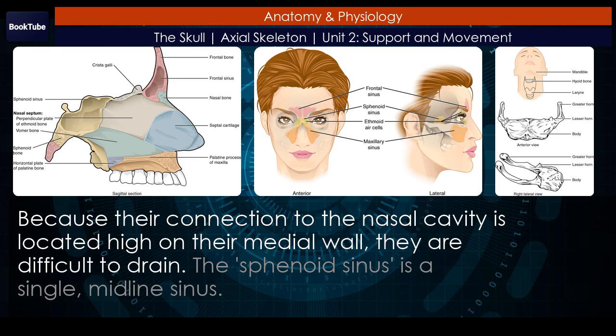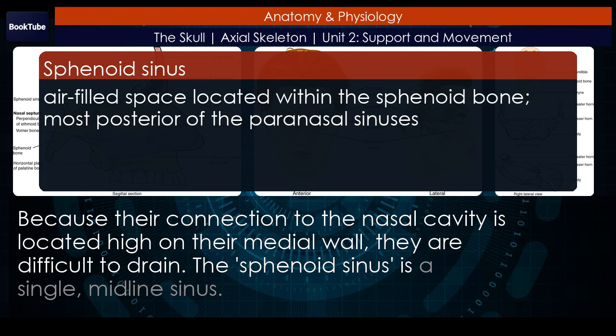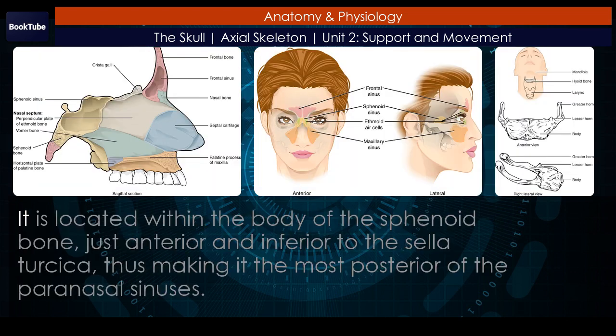The sphenoid sinus is a single midline sinus. It is located within the body of the sphenoid bone, just anterior and inferior to the sella turcica, thus making it the most posterior of the paranasal sinuses.